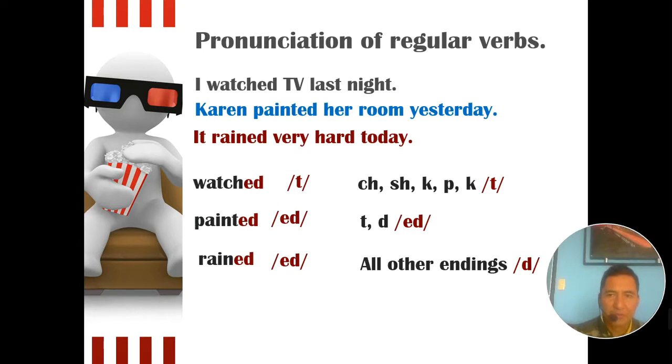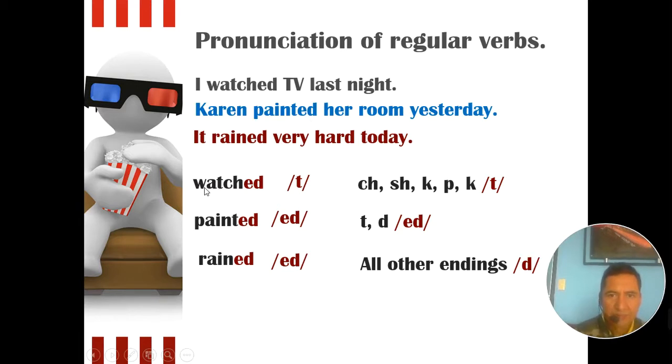About the pronunciation of past tense regular verbs, we had 3 different pronunciations. For example, I watched TV last night. This syllable sounds like a T. I watched TV last night. Karen painted her room yesterday. In this case, painted sounds like ed. And finally, it rained very hard today. This syllable sounds like a d.